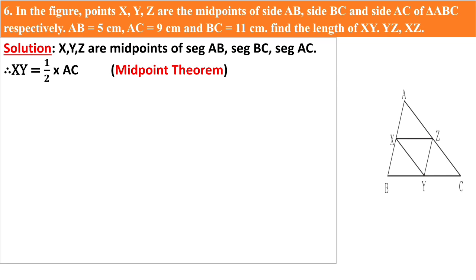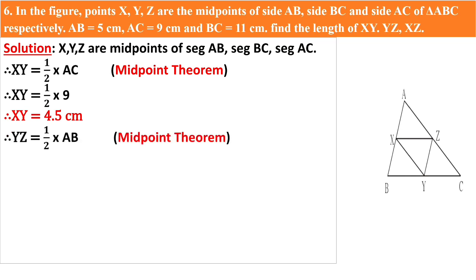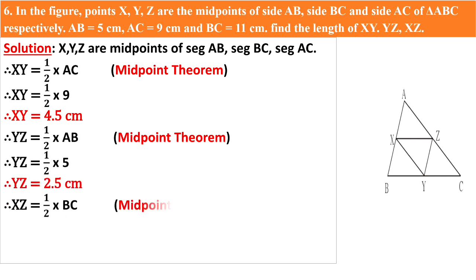XY will be half of AC by the midpoint theorem. Substitute the value of AC is 9. So here we get the value of XY is 4.5 centimeter. In the same way, YZ will be half of AB by the midpoint theorem. Here we get YZ equal to 2.5 centimeter. The third one is given, XZ will be half of BC by the midpoint theorem. Substitute the value of BC, 11. Here we get XZ equal to 5.5 centimeter. I hope you have understood this sum.